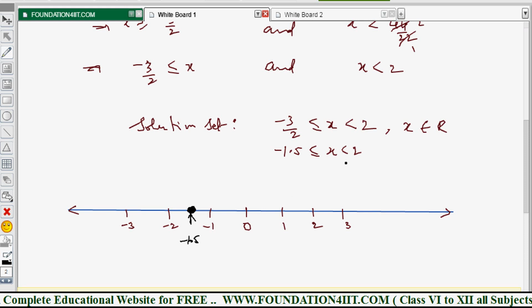So x is less than 2. For 2 you draw an open circle, and this one must be closed, and each and every number in between, you highlight this line. Draw one more line on the line. That means each and every point between these is included. Minus 1.5 is included, but not 2. That is up to 1.999, not 2. Right? This is the way you can represent the solution set on the number line, because x belongs to real numbers here. So we should take real numbers.